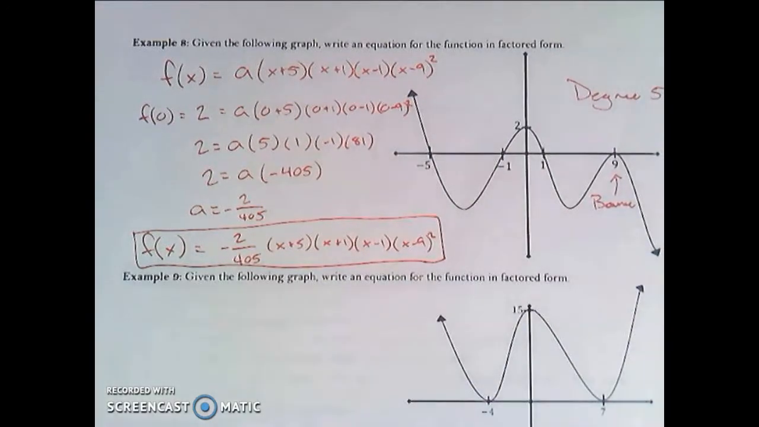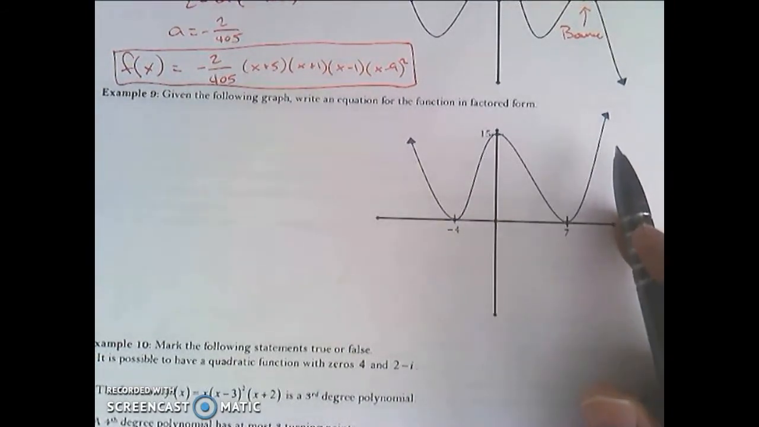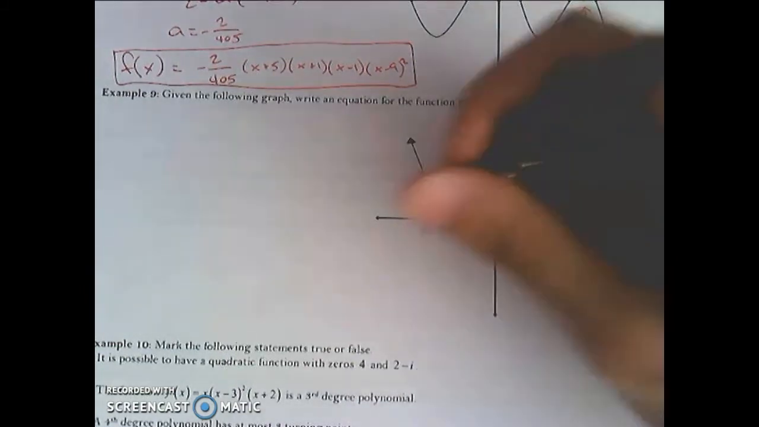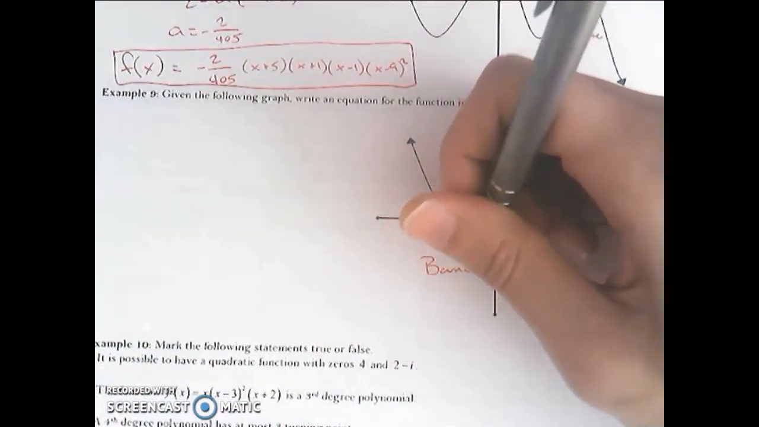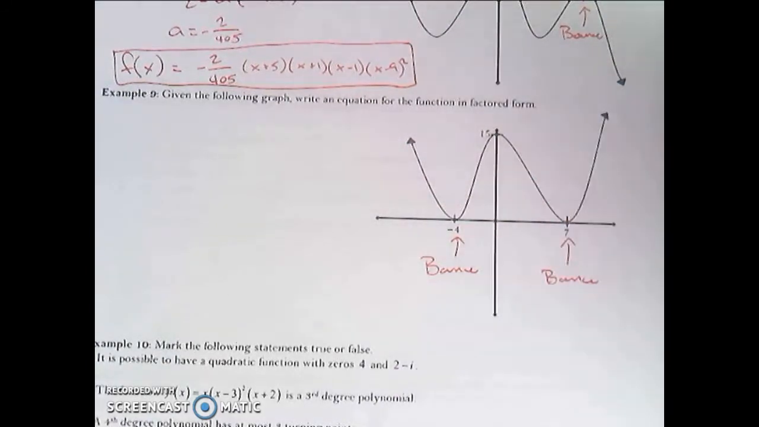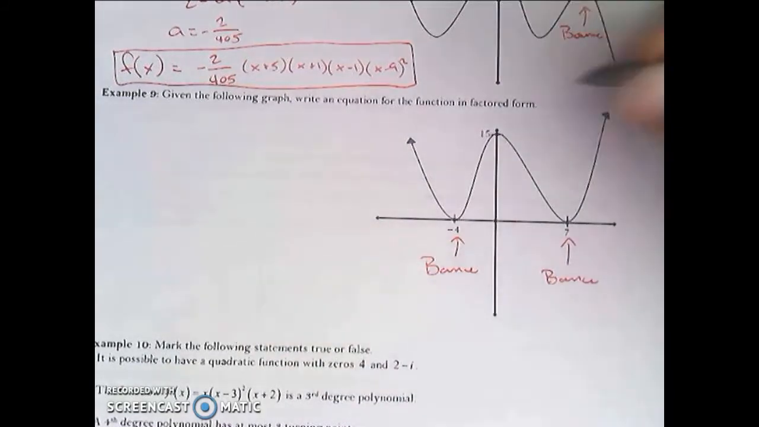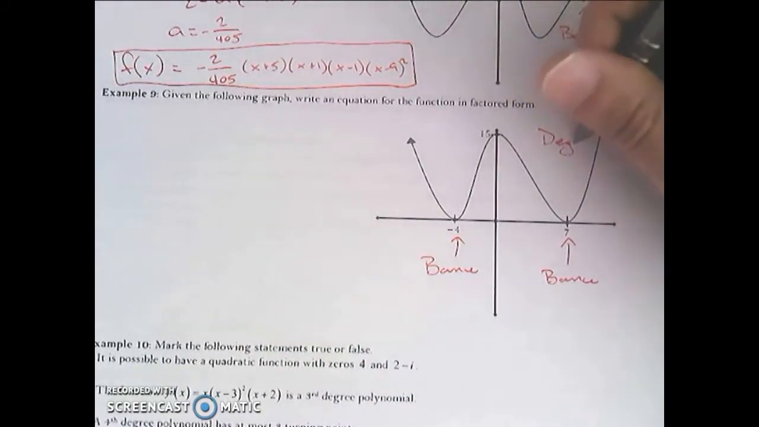Let's try another. So looking at this one here, I notice that the end behavior is going off in the same direction, so we're looking at an even degree polynomial. We've got a bounce at -4, and we've got a bounce at +7. Those are our only 2 zeros. And we're counting each of these twice, so we can say that we've got a polynomial of degree 4.